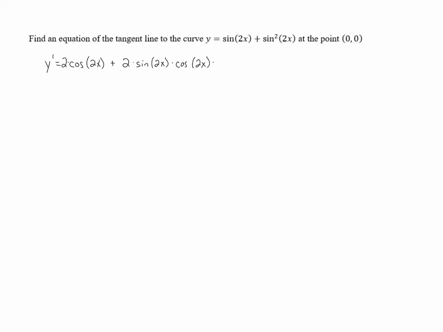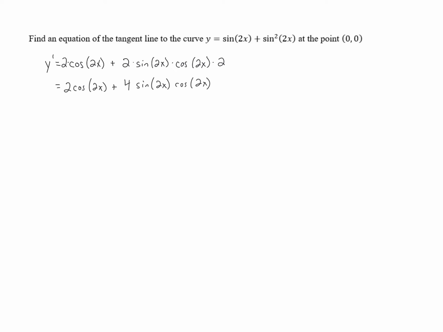The derivative of 2x is 2, and the funny thing is here, I can't just move this 2 out front, because there's already a 2 there. We're going to have to multiply them either way. 2 times 2 is 4. So I haven't actually saved us any work anyways, but let's write this out. 2 cosine of 2x plus 4 sine of 2x cosine of 2x.